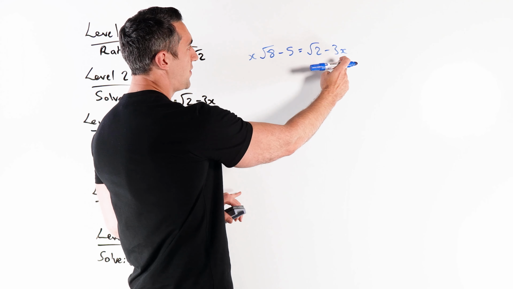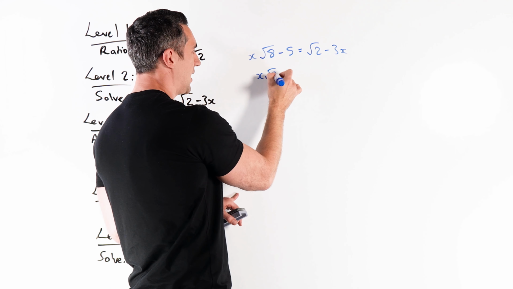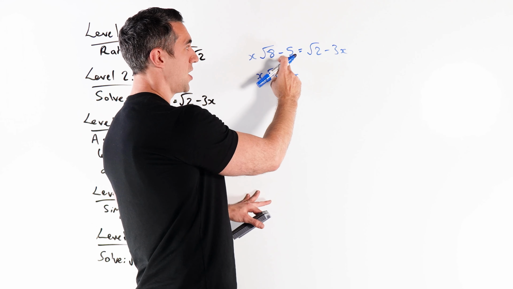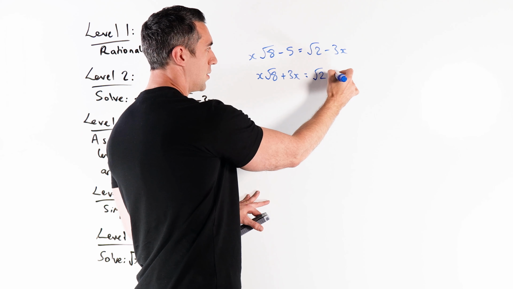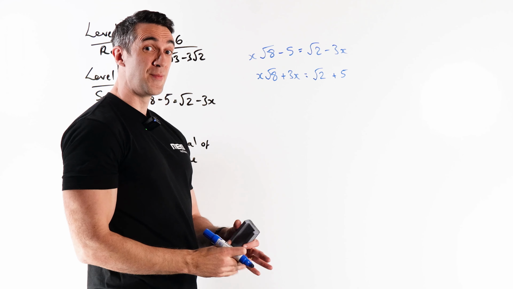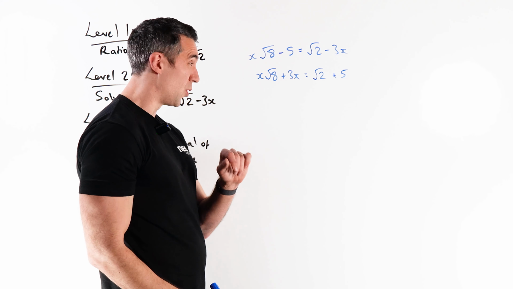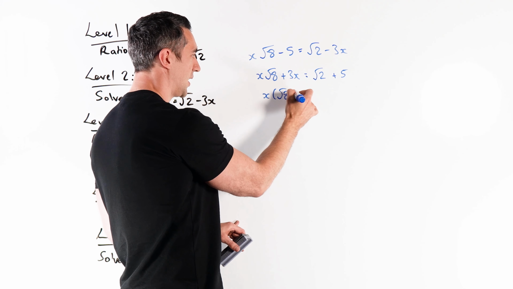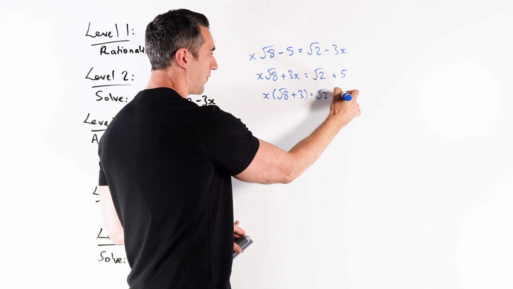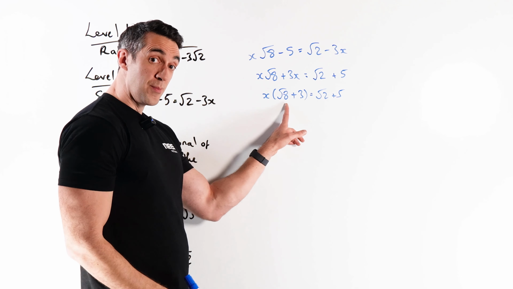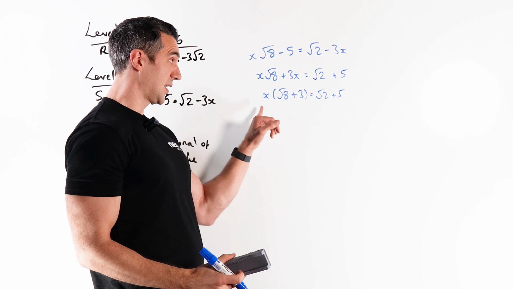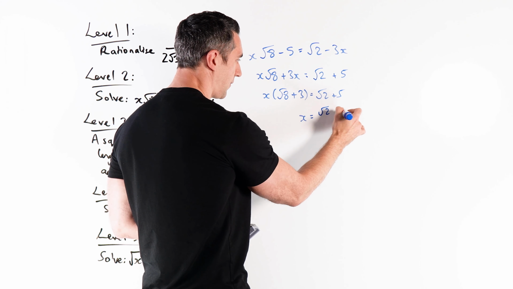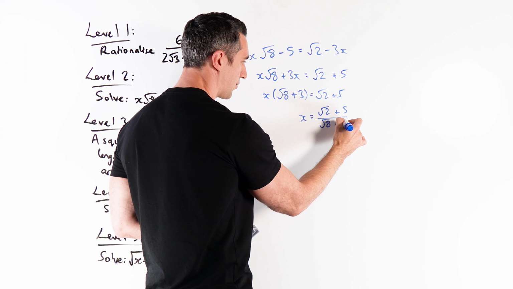Okay, so we're going to move this minus 3x over here. So we've got x root 8 plus 3x. And at the same time, because we're pro mathematicians, we're going to move this minus 5 over to the other side. So we've got root 2 plus 5. All right, now if our aim is to get to just x equals, we want x to just appear once. So we can factorise out the x from this left-hand side here to write root 8 plus 3, and we've got our root 2 plus 5. So this x here is being multiplied by our bracket. So if we want to get this x on its own, we're going to have to divide, aren't we? All right, so we're going to do root 2 plus 5 over root 8 plus 3.